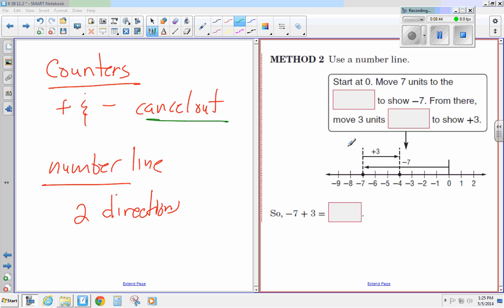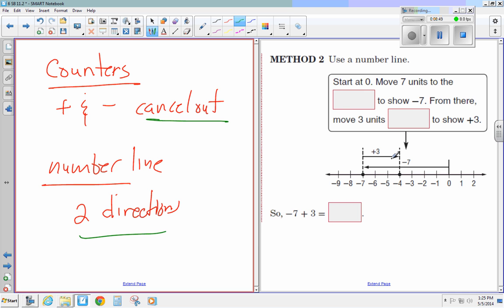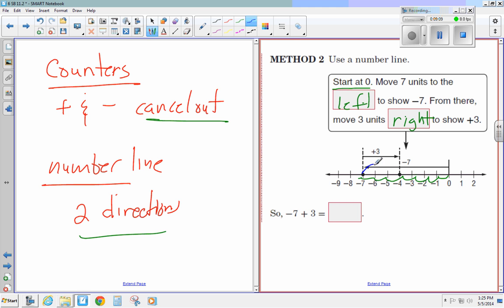All right, now using a number line, you have to move in 2 directions. So you're still starting at 0. Move 7 units to the left to show a -7. From there, move 3 units right. This is your second direction. So 0, 1, 2, 3, 4, 5, 6, 7. 3 back means my answer is -4.